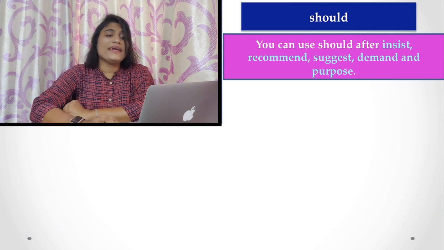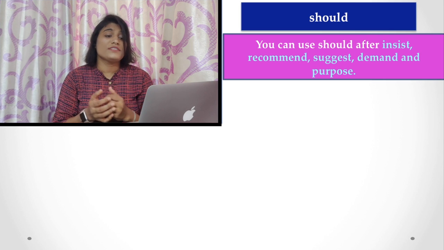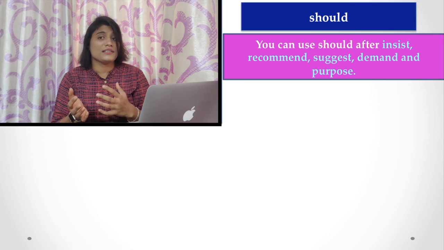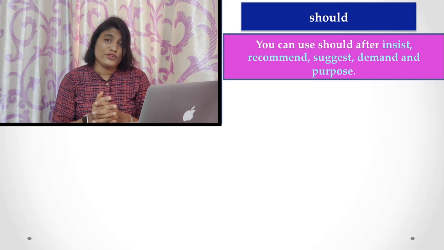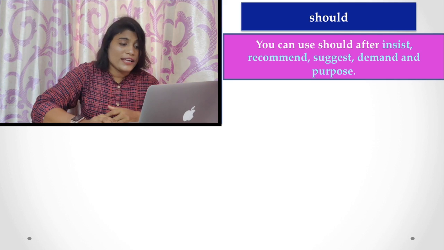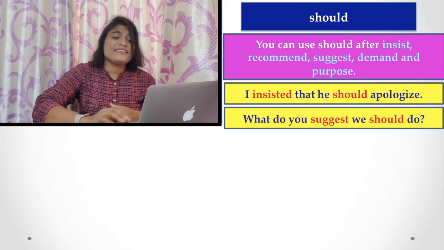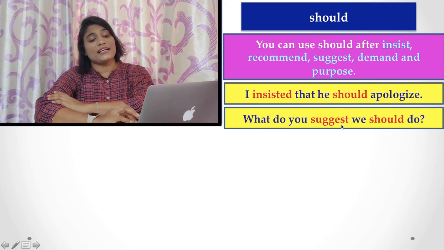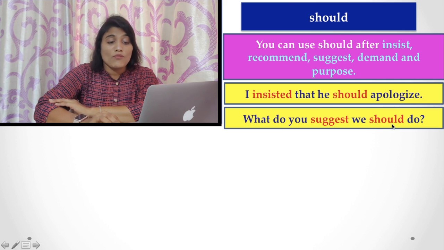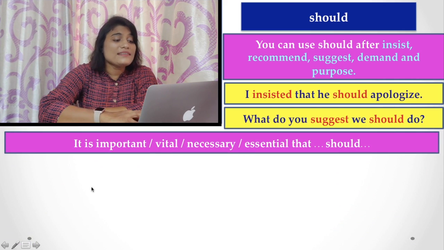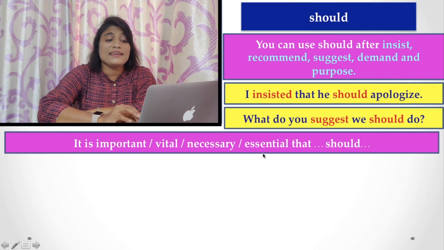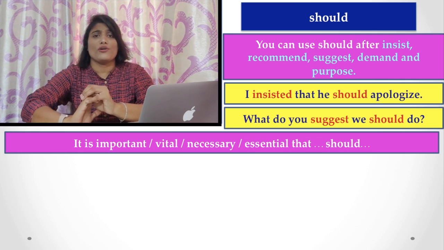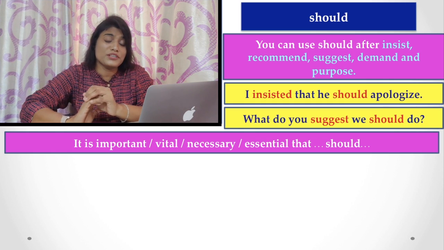And in the case of several verbs like insist, recommend, suggest, demand, propose, there also you have to use the modal should. For example, I insisted that he should apologize. What do you suggest we should do? With expressions like it is important, vital, necessary, essential, in any expression of this sort we have to use the modal should.